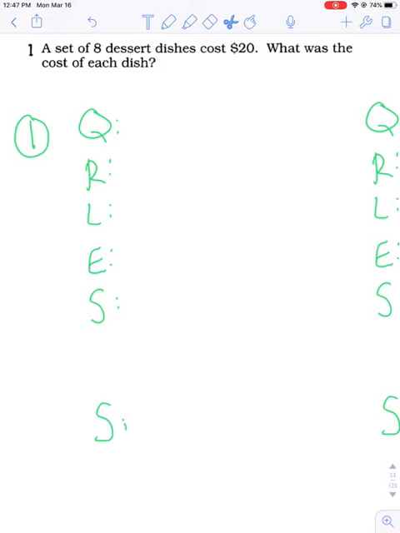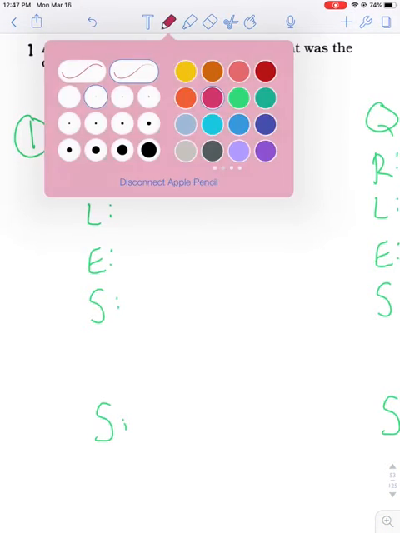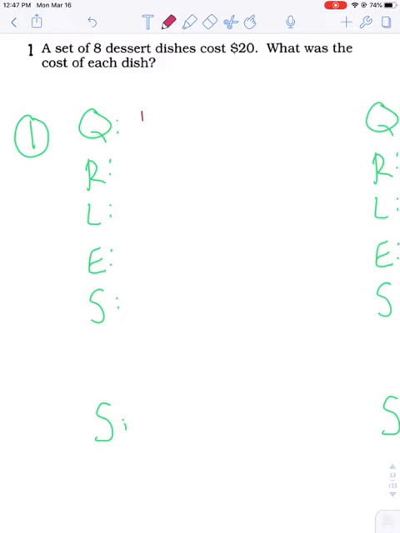So first, see if you could find the quantity. Write that in. Hopefully you were able to come up with dollars, but you had to specify what dollars you're talking about. It would be dollars or cost for each dish. So instead of the dollar symbol, you could put the word cost if you would like. The way to know what the mystery is to look at the question. What was the cost of each dish? See if you could find the relationship and write that in.